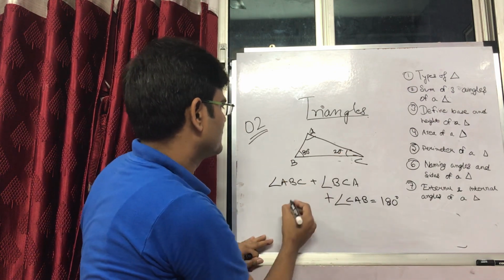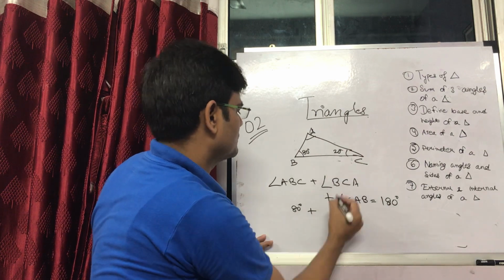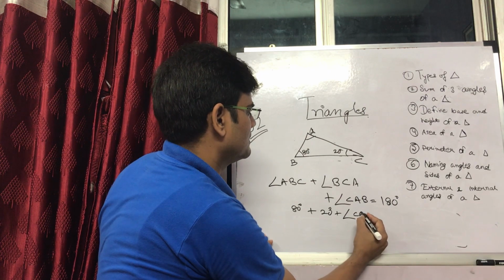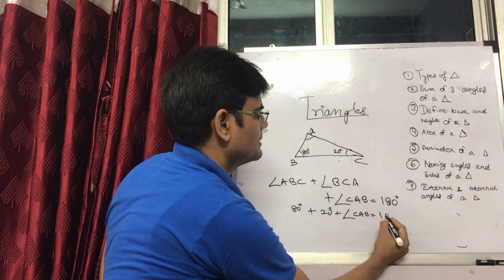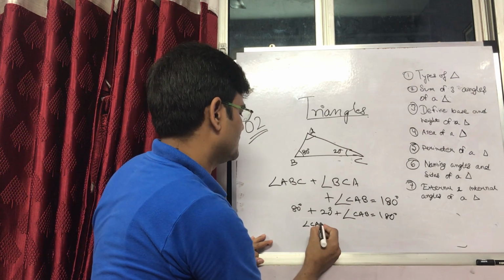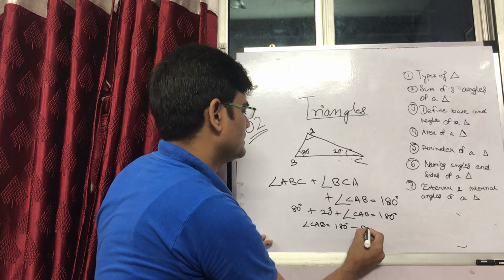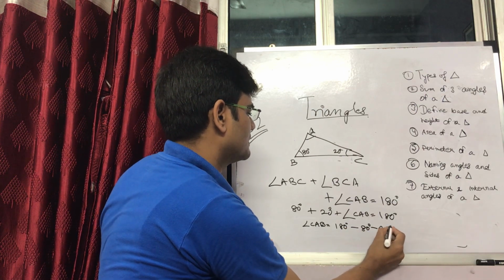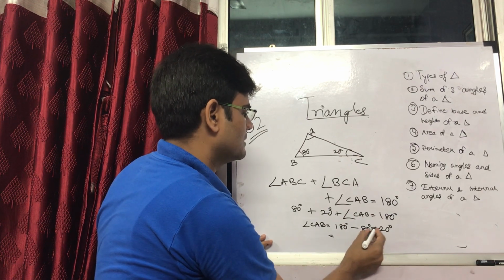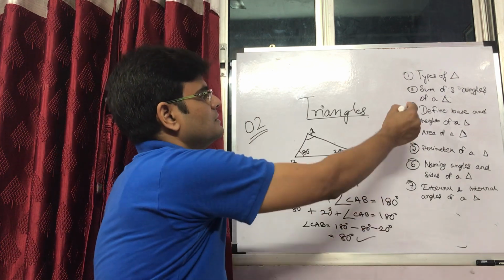You can very well put ABC as 80 degree, BCA as 20 degree. Let this be CAB. The sum equals 180 degree, and then angle CAB is 180 degree minus 80 minus 20, which is 80 degree. So this is related to this one.